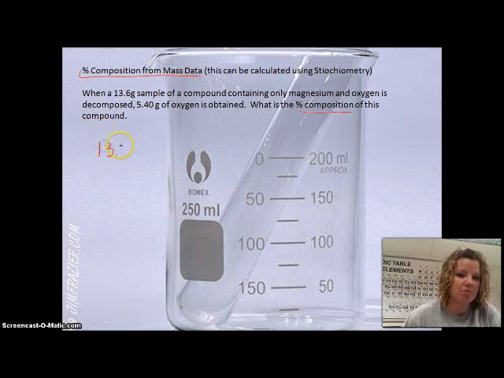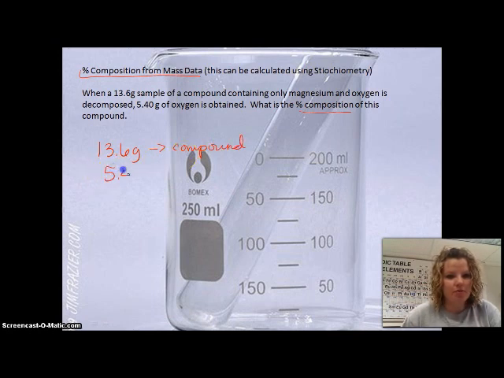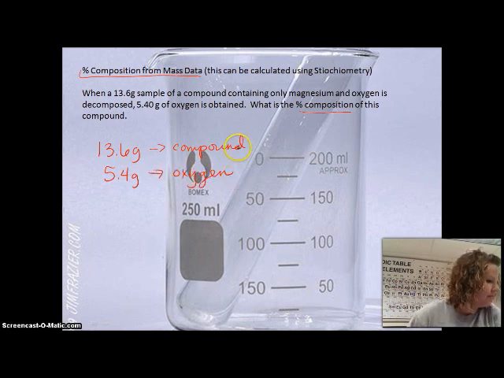Okay, so this first example, let's go ahead. We have 13.6 grams of the compound. We don't know what the compound is. We don't know if it's magnesium oxide or we don't know if it's a different compound. Okay, and then we have the mass of oxygen. So this is of the compound. And then we have the 5.4 grams of oxygen. Okay, so what we need to do is first try to find out the mass of magnesium, because it's the only thing we don't have.